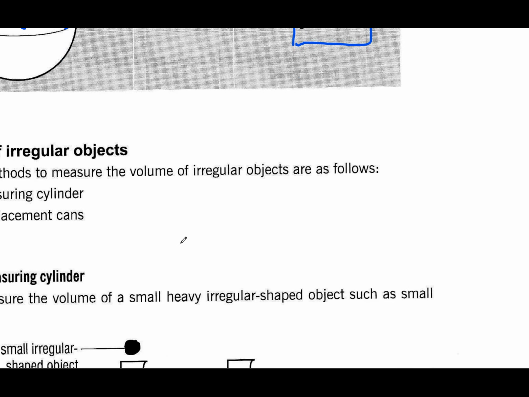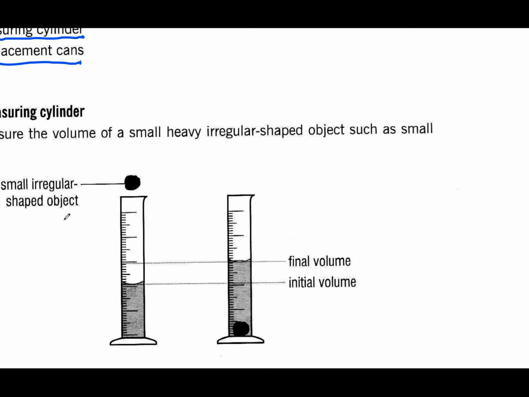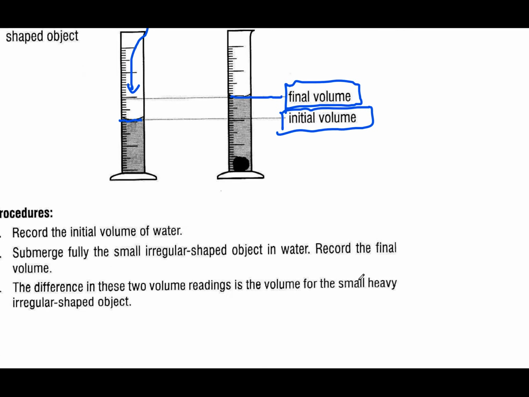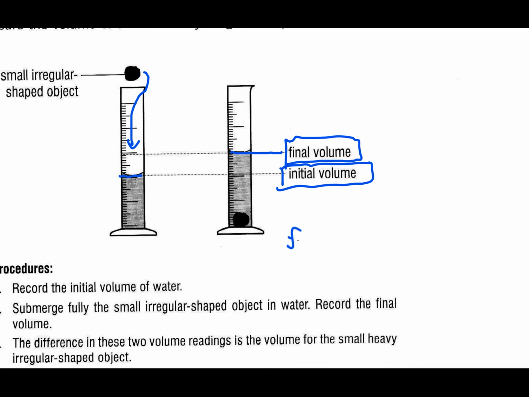To find the volume of irregular objects, we have two methods. 1. The measuring cylinder. 2. The displacement can. To use a measuring cylinder to measure the volume of irregular objects, we first fill the measuring cylinder to an initial volume. Then we place the irregular object into the cylinder and the level rises to a final volume. We take the final volume minus the initial volume and we will obtain the volume of the irregular object.